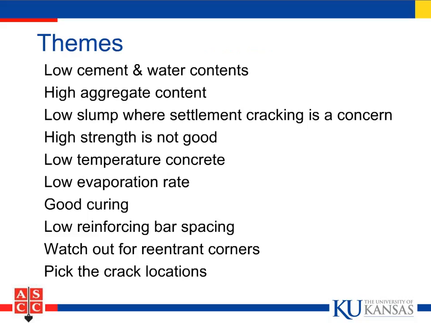I'm going to have a number of themes. First, we're looking for low cement and water contents, and side by side with that, high aggregate content. Low slump wherever settlement cracking is a concern. High strength is not always good if you're concerned with cracking. Low temperature concrete, low evaporation rate, good curing, low reinforcing bar spacing, watch out for re-entrant corners, and if you know you're going to have cracks, pick the crack locations.